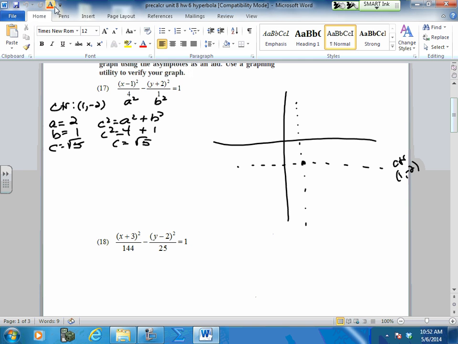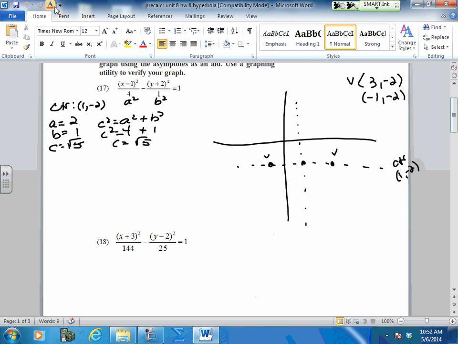Here I am. Square root of 4 is 2. I'm going to go 2 to the right. I'm only over here 1, so I'm going to go 2 and 2. These are my vertex points. So, give me the points for your vertex. 3, negative 2. And negative 1, negative 2. Everybody okay with the negative 1?